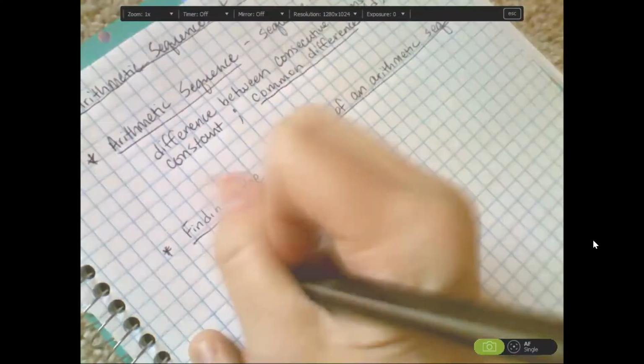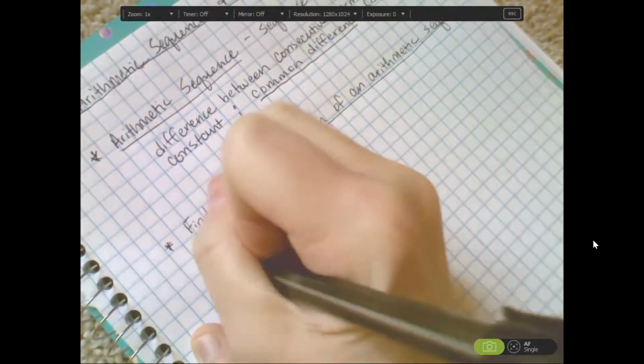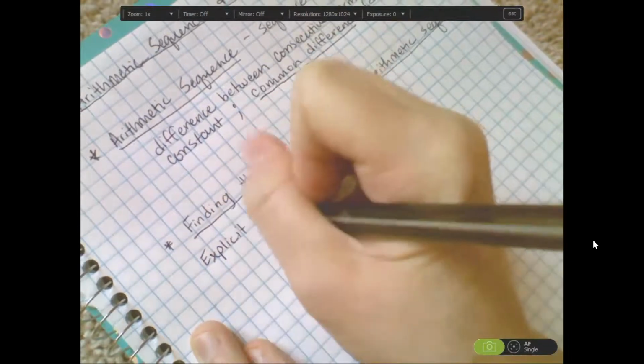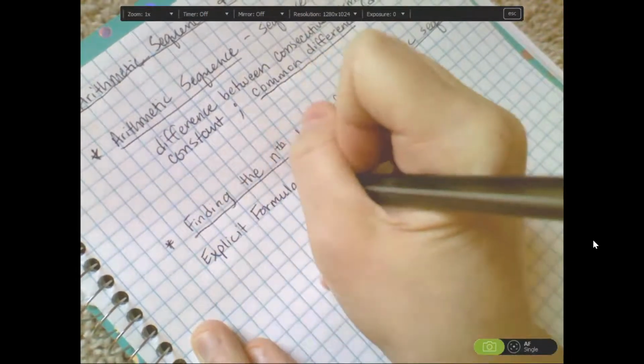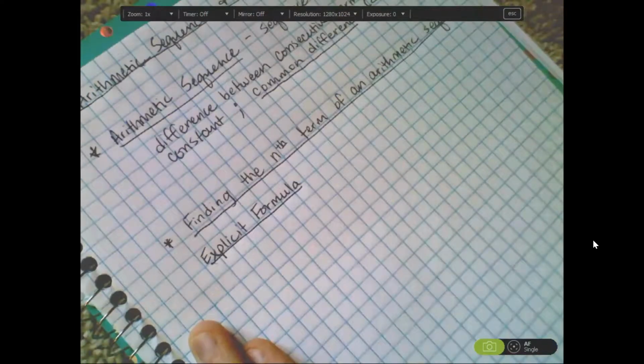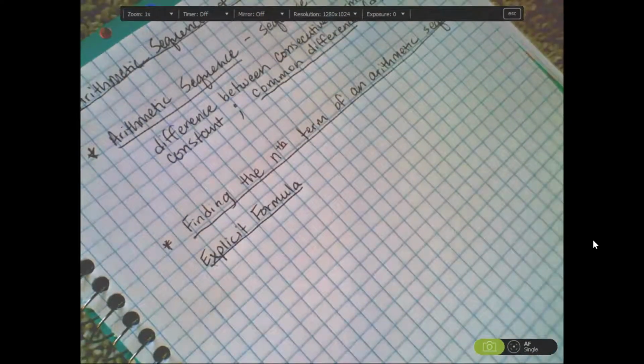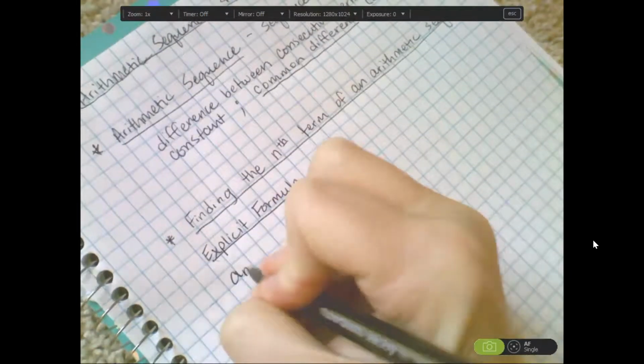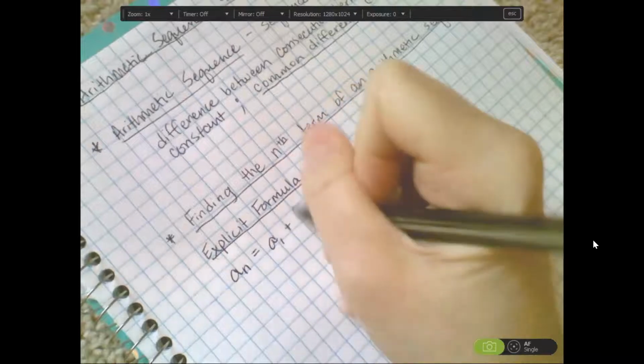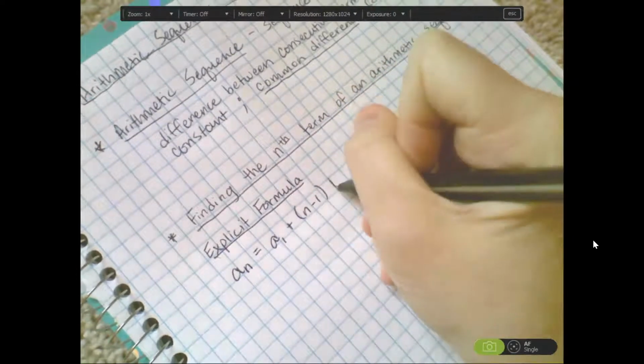So I'm going to start with the explicit formula. So I'm going to sort of write this down and then we'll talk about what the notation is. So we have a sub n equals a sub 1 plus n minus 1 times d.